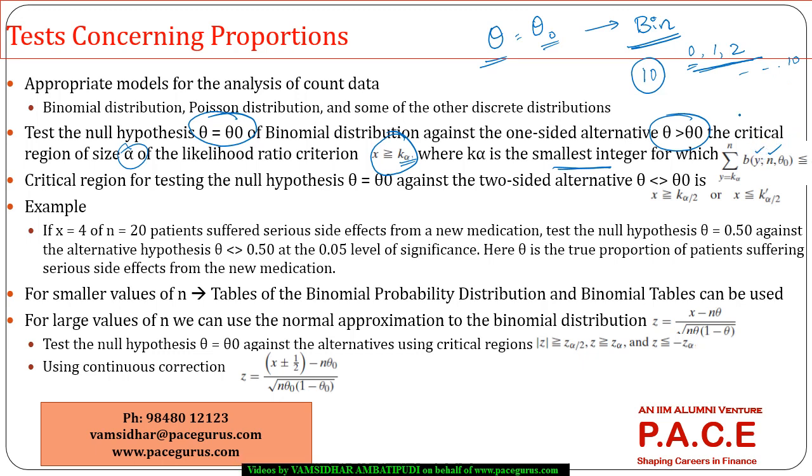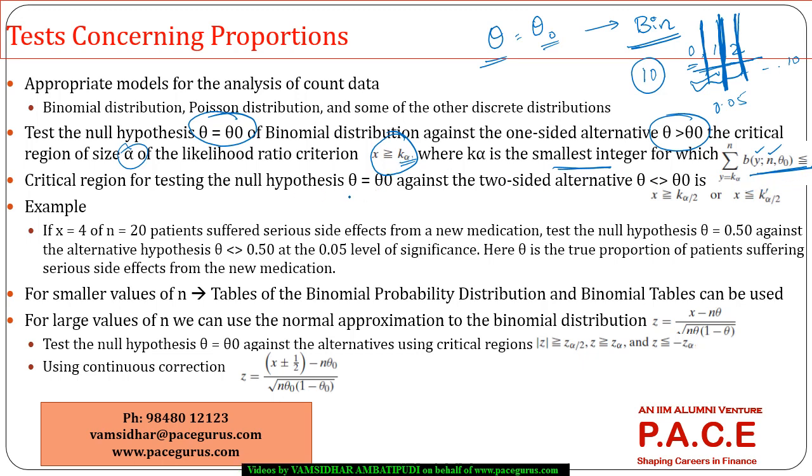If the sum for only 0 successes is still less than 0.05, I'll look at the next one also. If the sum of these two is still less than 0.05, I'll include that also. If the sum of these three probabilities is greater than 0.05, then I'll stick to the previous one, because it's the maximum value where my summation is less than or equal to alpha. So we are looking at the critical region computation first. What is that particular k alpha value? It's the smallest integer for which this whole thing is less than or equal to alpha.